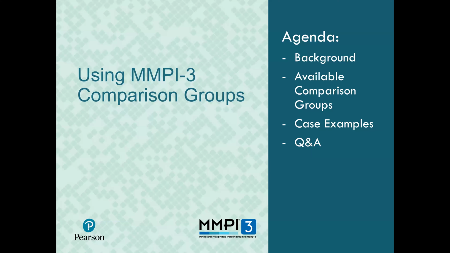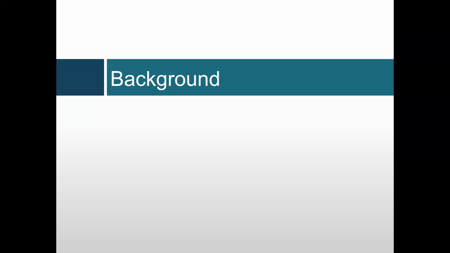With that, we'll go over our agenda for today's presentation. I'm going to begin with a little bit of background talking about comparison groups, when we started using them and how they're used, and then move on to a discussion of our currently available comparison groups for the MMPI-3. We're going to take a look at some of those comparison groups, and then go through a series of case examples illustrating use of comparison groups with the MMPI-3. And at the end, we'll have some questions and answers. So with that, we'll turn to the background.